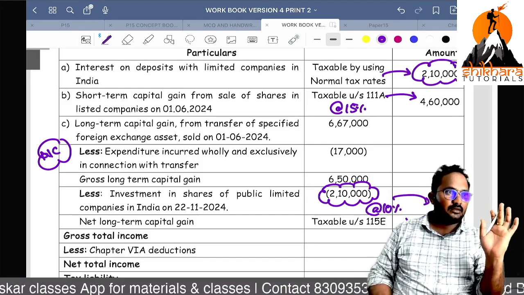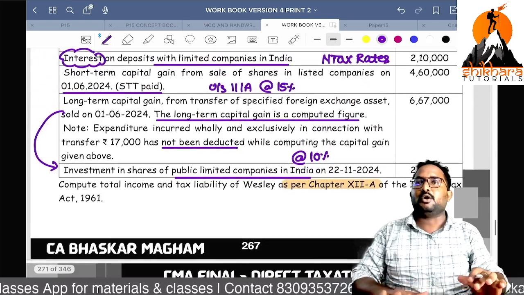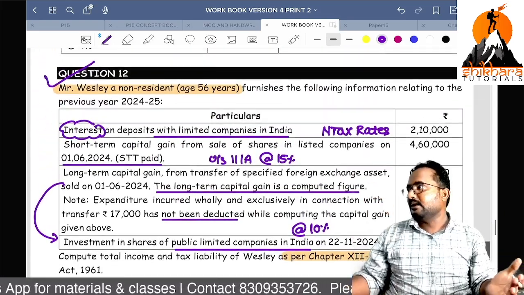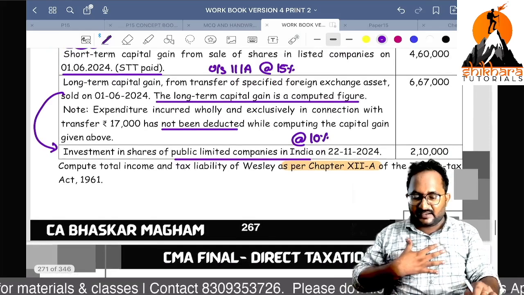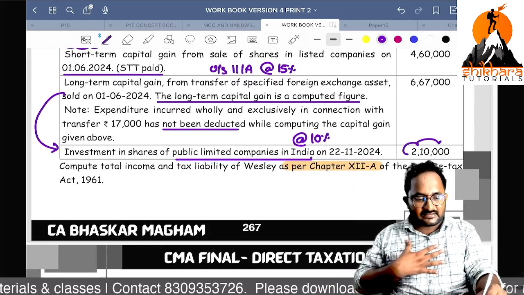This is the only doubt. Here we are unable to calculate the net consideration. So that's why, whatever amount is invested, we are giving the total amount as an exemption.